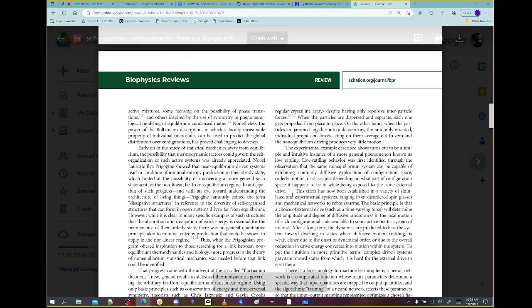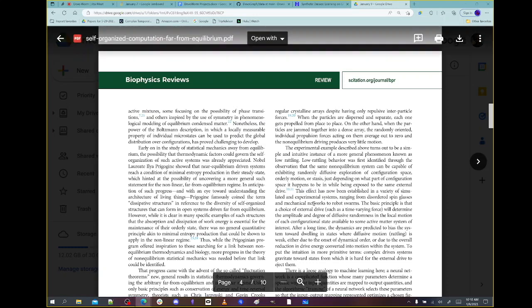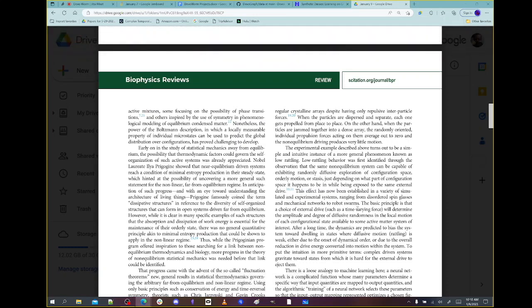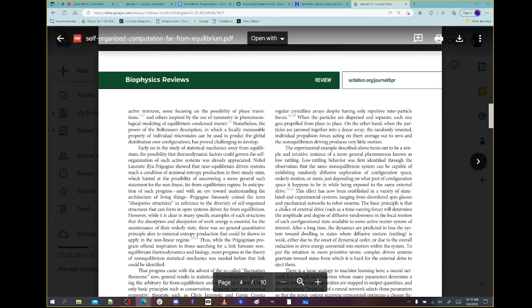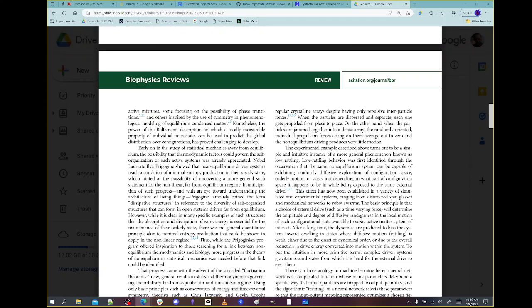So the external drive is driving this exploration, and it can drive the system into these ordered states, depending on what's going on. This effect has now been established in a variety of simulated and experimental systems, ranging from disordered spin glasses and mechanical networks to robot swarms. So the basic principle is that a choice of external drive, like this time-varying force, will determine the amplitude and degree of diffusive randomness in the local motion.